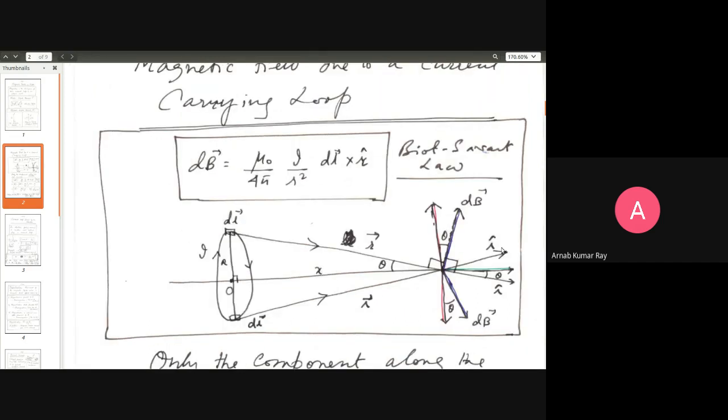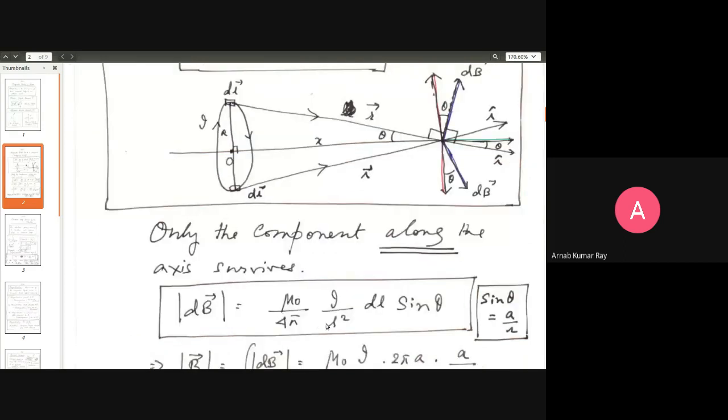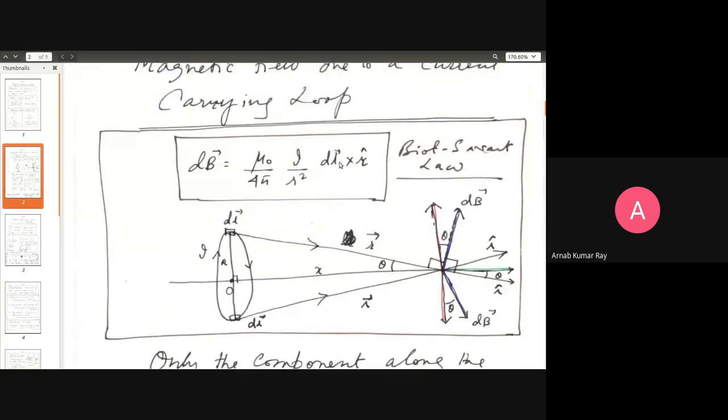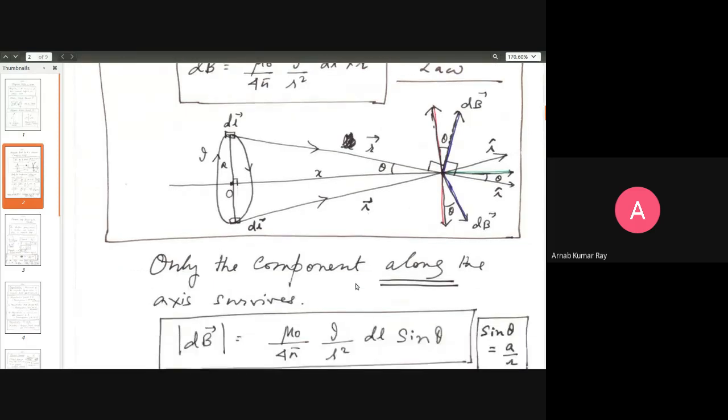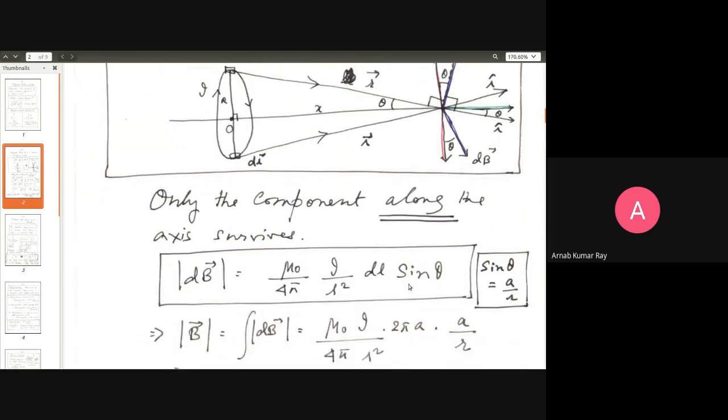Now, what about the magnitude of this thing? Let us now worry about that. Mu naught I by 4 pi r squared is fine. Then the magnitude of dl cross r cap. The magnitude of r cap is 1, so dl into r cap. And then the only component that will survive will be the sine theta component. So you put sine theta here, and that is the only surviving component that you have.